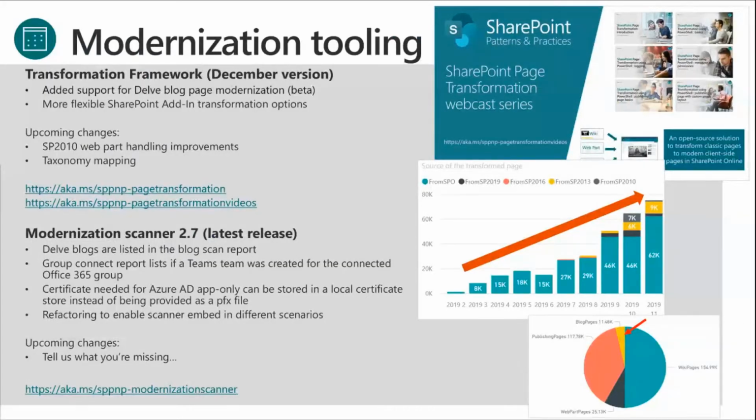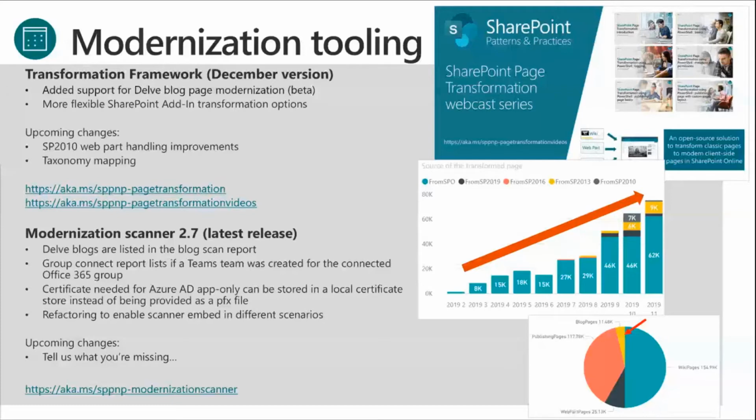All right, the usual modernization tooling update. The transformation framework is the one that's doing the page transformation. For the recap for December, the key thing is Delve blog page modernization. Just to be very clear, Delve blogs will go away. Delve itself will not. There is some confusion, and I've had some questions from folks. It's just the Delve blogs that are going away.